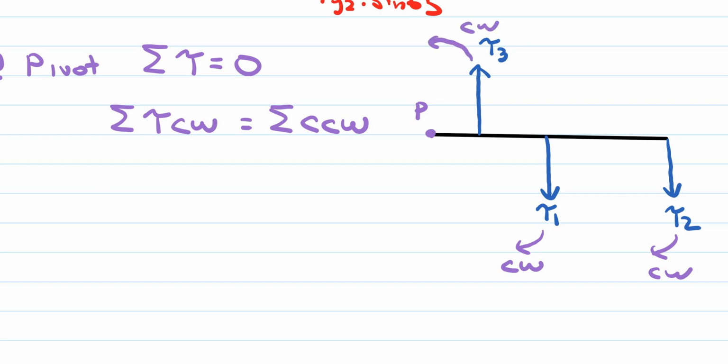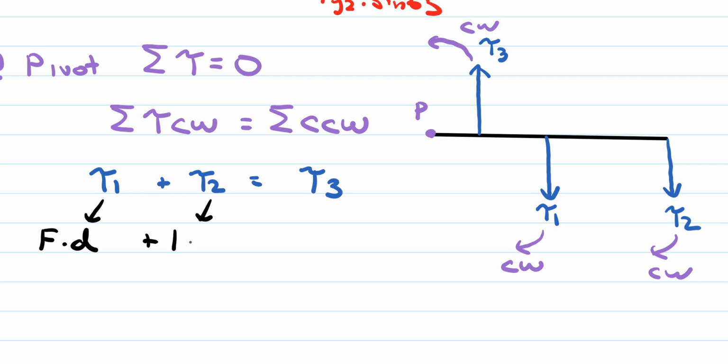Okay, so if I go ahead and set that up, this will be torque 1 in the clockwise direction plus torque 2 in the clockwise direction, and then we have torque 3 in the counterclockwise direction there. And the general formula for torque is the force times the distance, plus this torque is also a force times the distance, and this torque here is also a force times the distance. And now we have to figure out how to write these forces in terms of their perpendicular components.